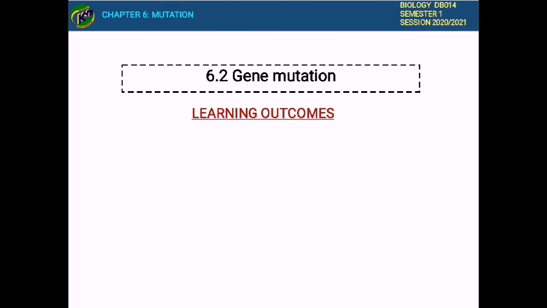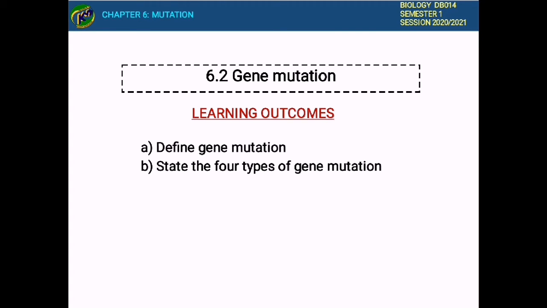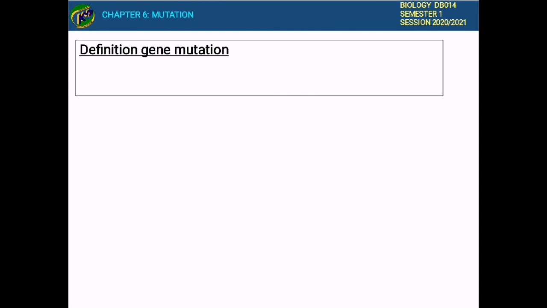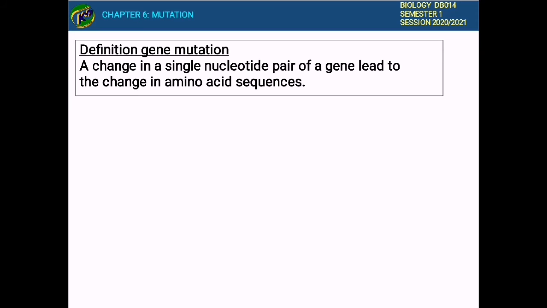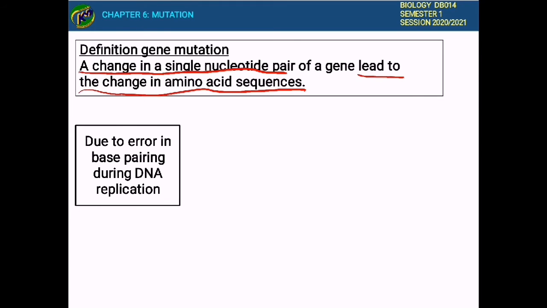So for gene mutation, the learning outcomes are to define gene mutation, and also you have to know how to state 4 types of gene mutation. You have to know 4 types of gene mutation. So now we look at the definition of gene mutation. A gene mutation is a change in a single nucleotide pair of a gene that leads to a change in amino acid sequences. So gene mutation occurs due to error in base pairing during DNA replication.